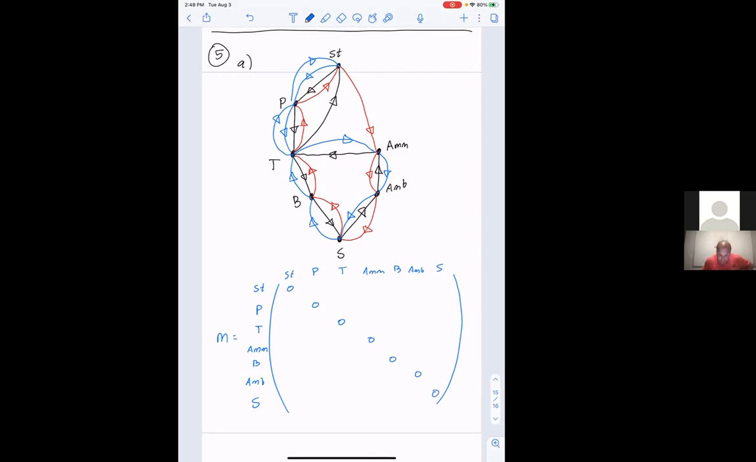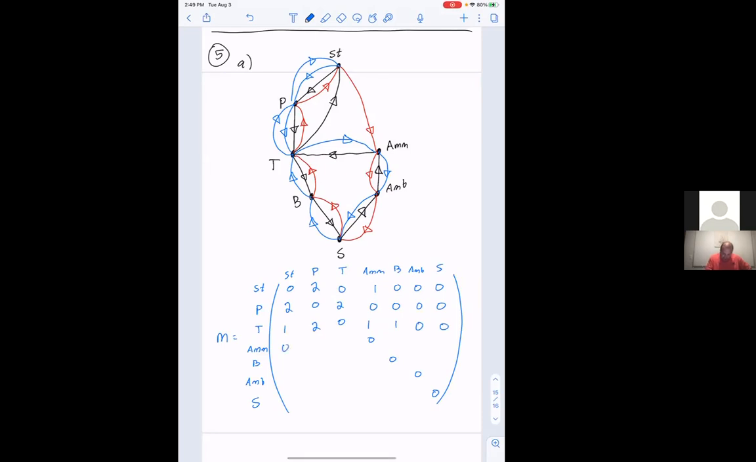Now Starnberg, does it go to Polsenhofen? It goes twice to Polsenhofen. And does it go to Tutzing? Not directly. Does it go to Ammerland? Once, and does not go directly to anywhere else, okay? Meanwhile, Polsenhofen goes to Starnberg twice, goes to Tutzing twice, and doesn't go anywhere else. Tutzing goes to Starnberg once, goes to Polsenhofen twice, goes to Ammerland once, goes to Bernried once, but does not go directly to the others.